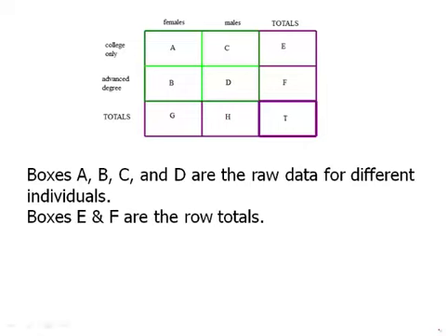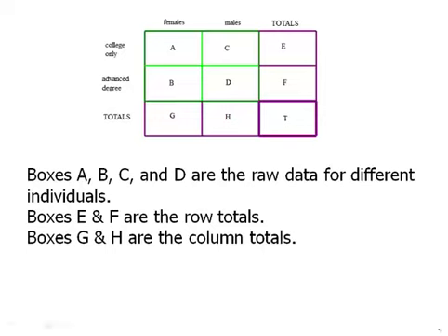E and F are the row totals. We add across the rows to get everything on the right. So A plus C equals E. B plus D equals F. E would be the total number of people with a college degree only. So that would be males and females. F would be the total number of people with an advanced degree only. Again, that would be males plus females.